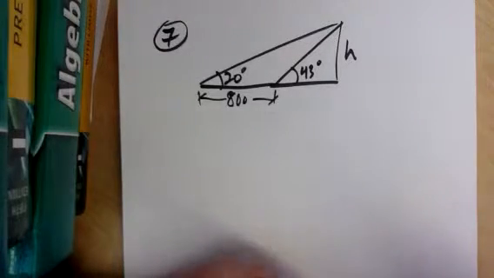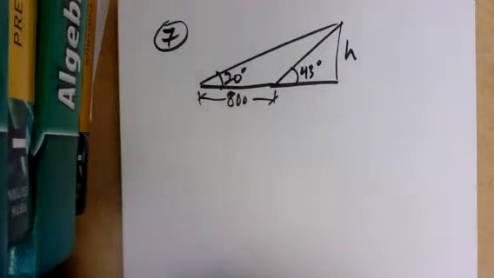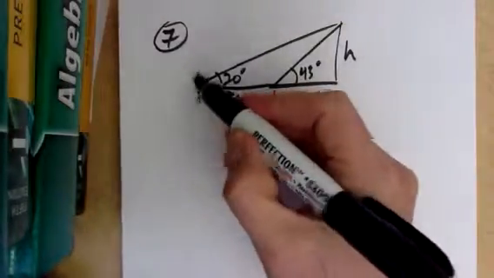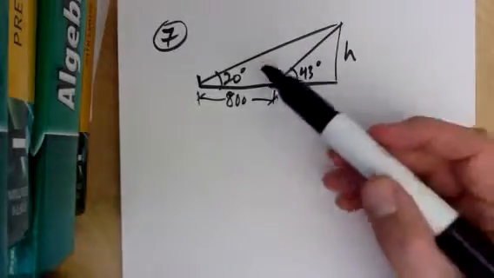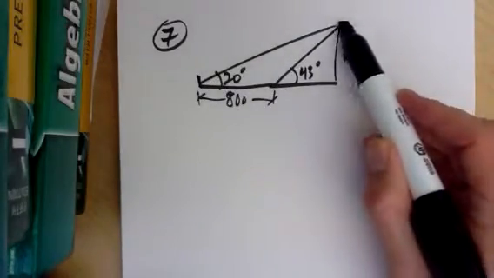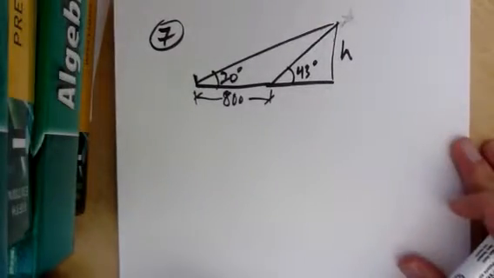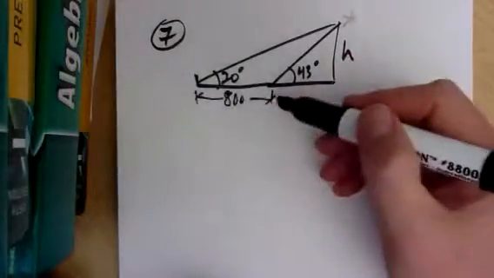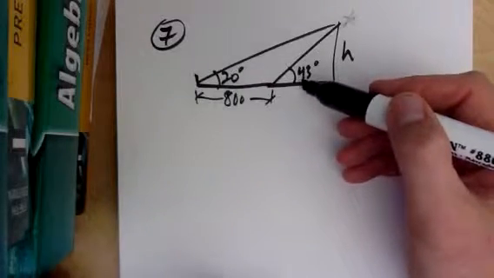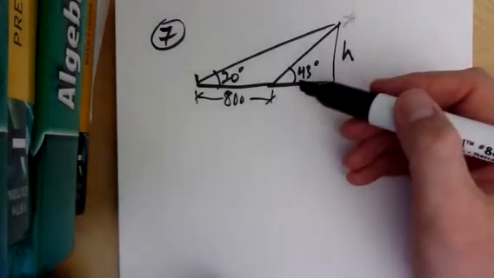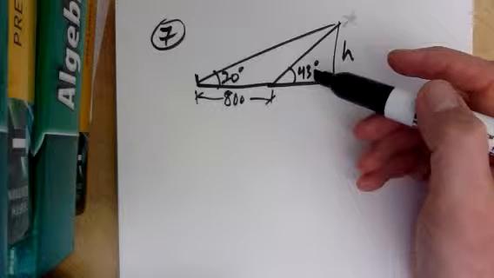Okay, this is the solution to problem 7 from the Math Level 2 practice exam. You've got a car driving closer to a billboard. At the first instance, the car is here, and there's an angle of elevation to the top of the billboard, right there, at 20 degrees. It drives 800 feet, and the angle of elevation increases to 43 degrees. What is the height of the billboard?